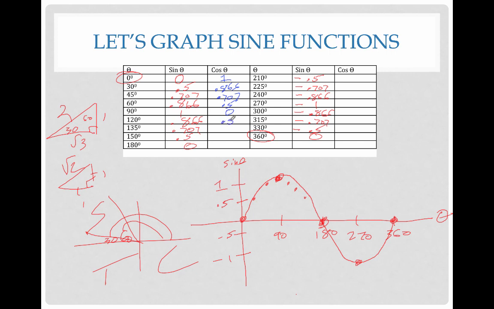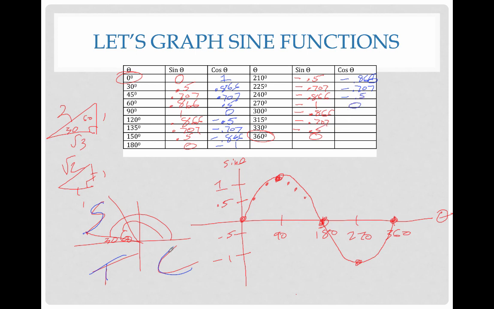Cosine of 120. Now, oh wait, what happens to cosine in quadrant 2? Chilling in the STC. Cosine is negative. Oh, we snuck into negative land there. Negative 0.707, negative 0.866, negative 1, negative 0.866. I'm in quadrant 3 now. And then negative 0.707 and negative 0.5. And then I'm back to 0.